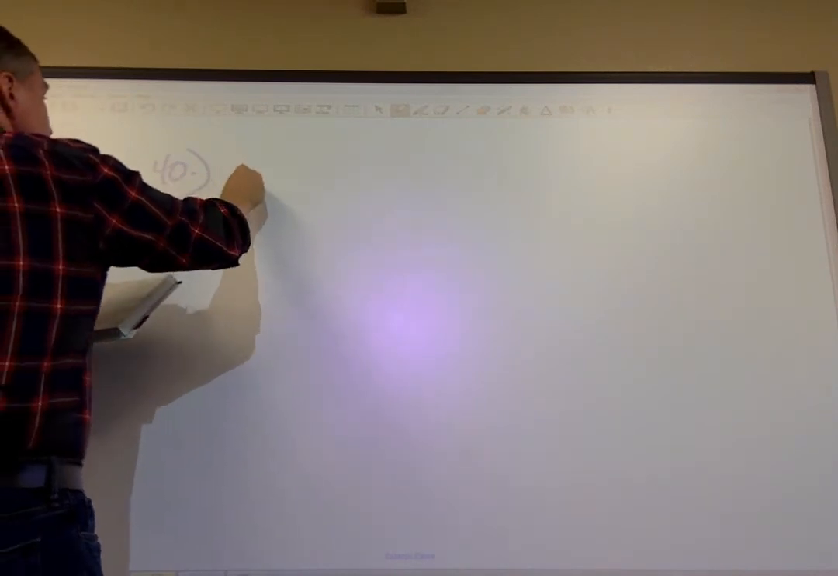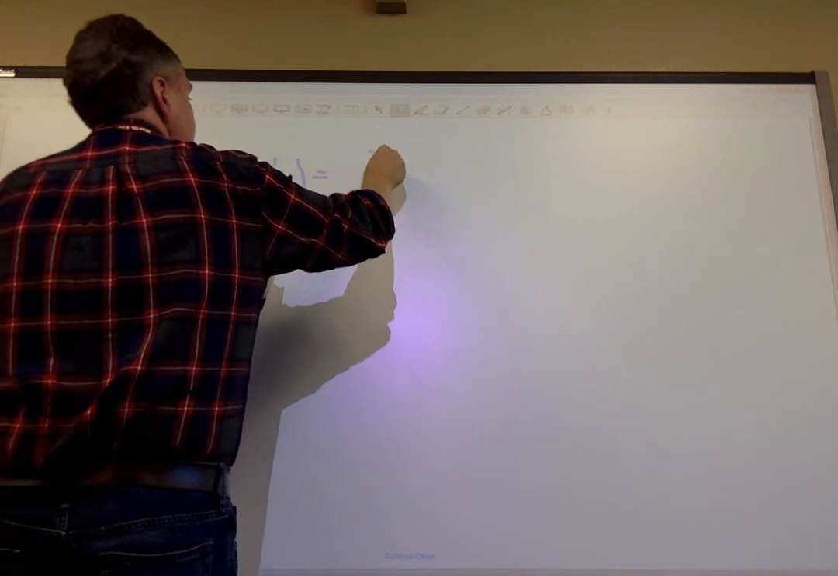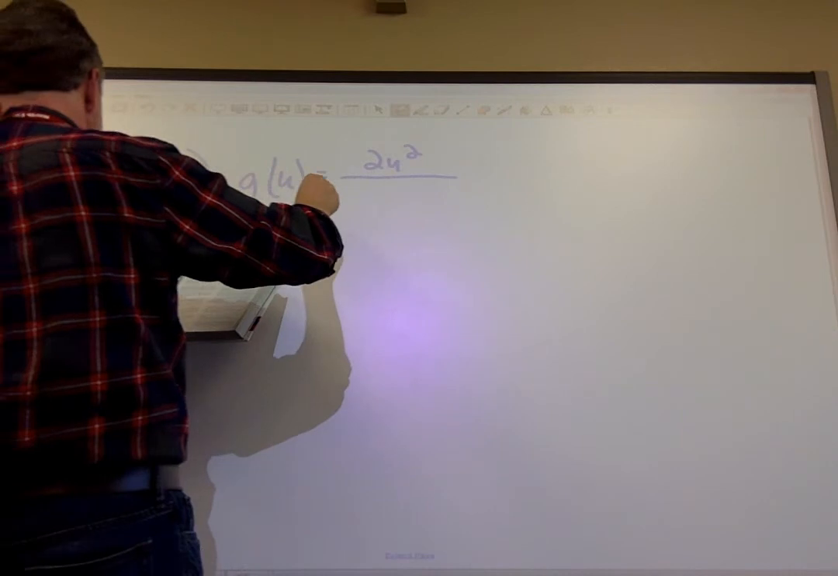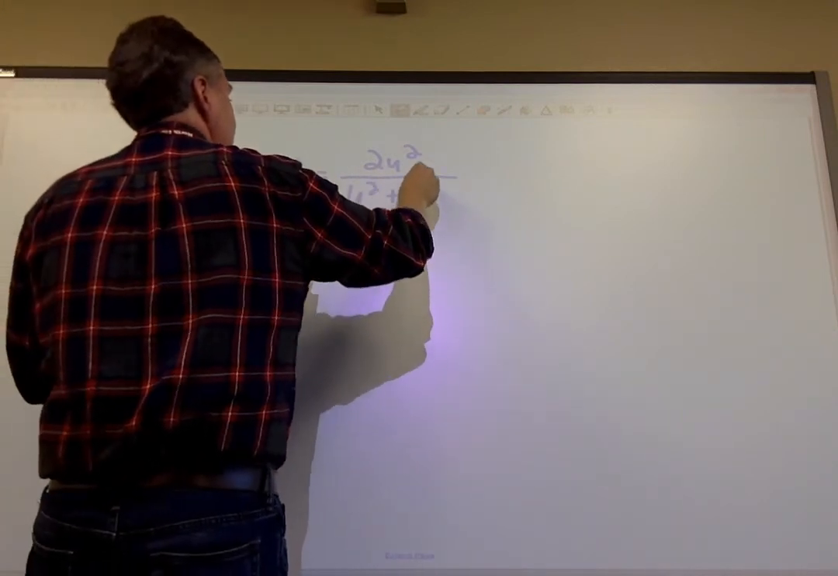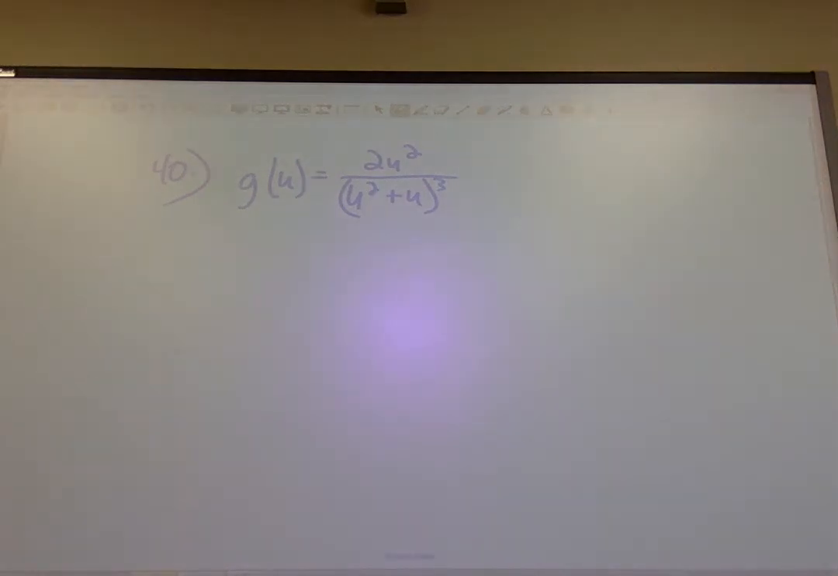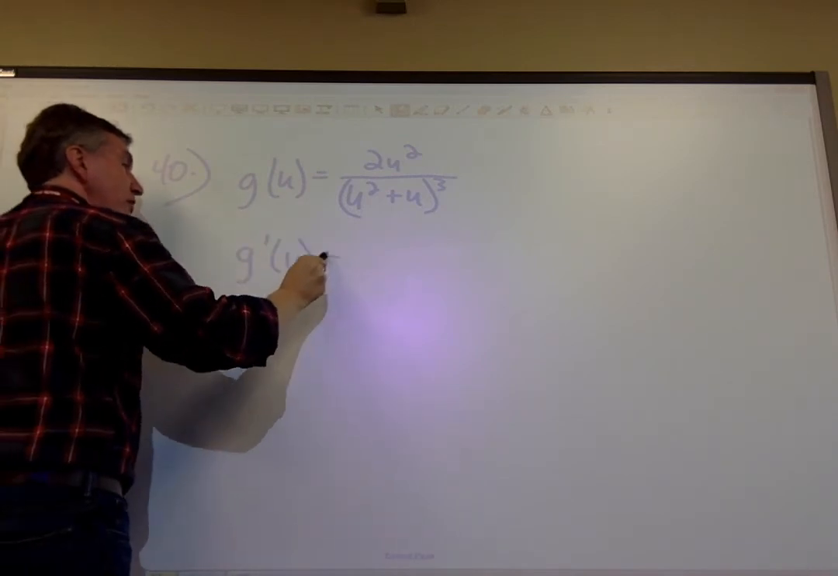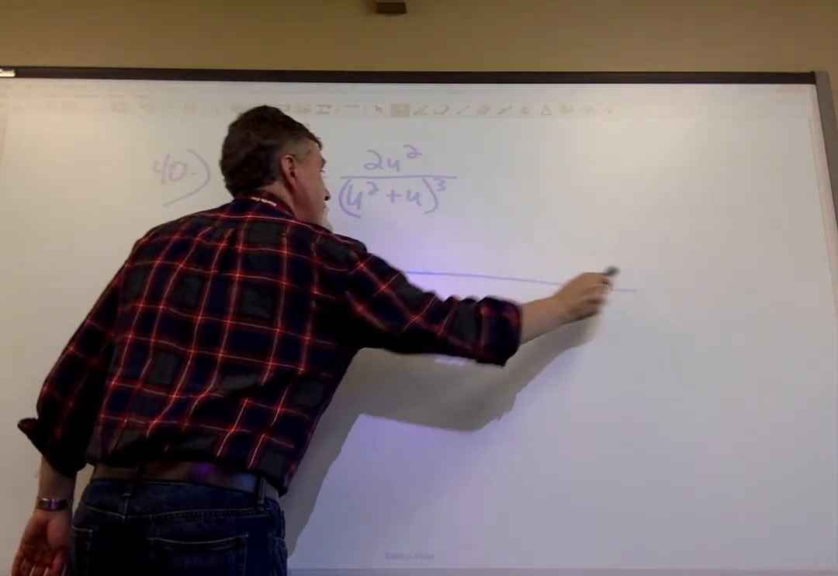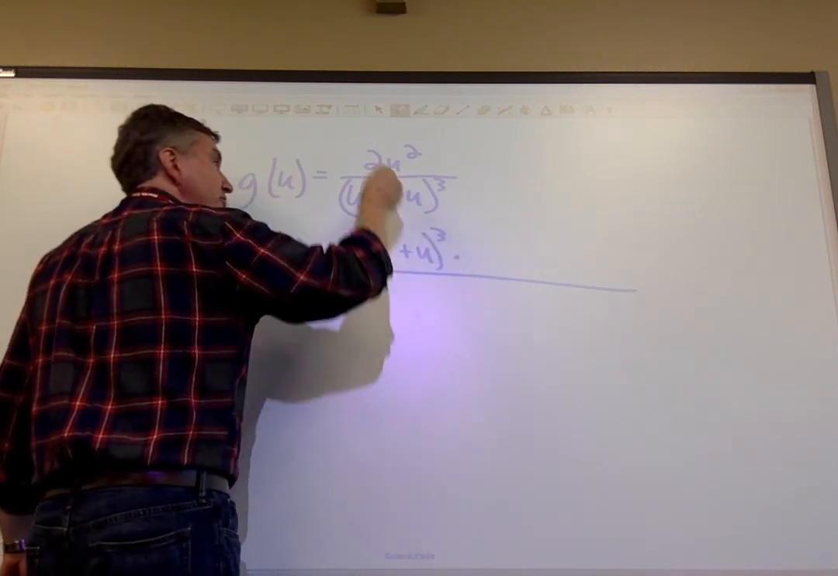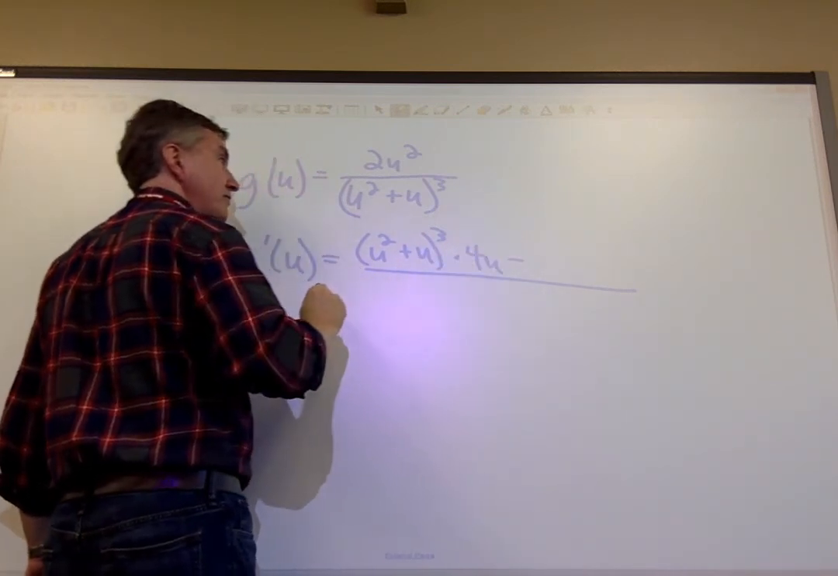Forty says g of u is 2u squared divided by u squared plus u to the third. Now you see, obviously that's going to be a quotient rule, right? Because it's a fraction. Well, let's just go for it. Using the quotient rule that we know so well by now. Denominator times derivative of numerator minus numerator.